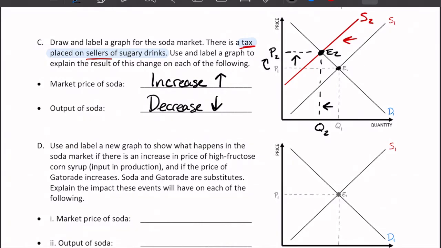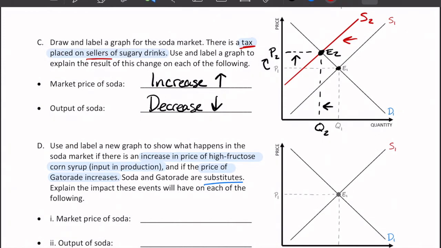But let's look down at this new graph below. What happens if there's two things that occur? And these two things are that there's an increase in the price of high fructose corn syrup, which is an input in production. At the same time, the price of Gatorade increases. And we would say that Gatorade and soda, to one another, those things are substitutes. So looking at this, how would we draw this? How would we draw this on our graph? Well, let's go and take a look at these one at a time.